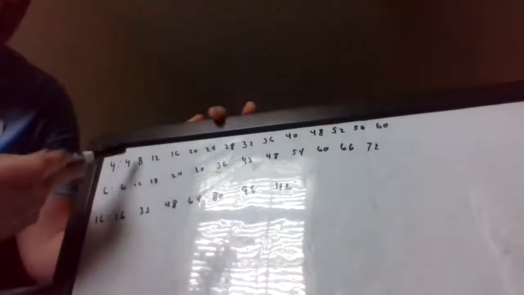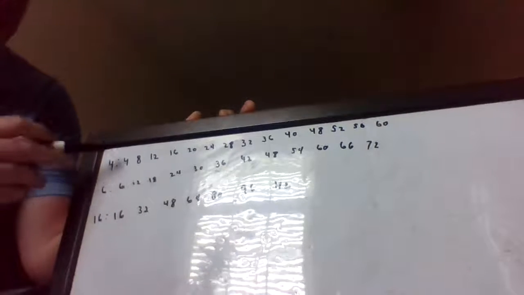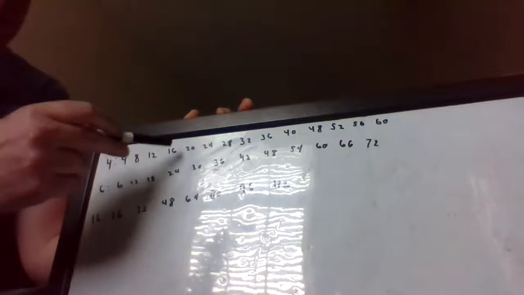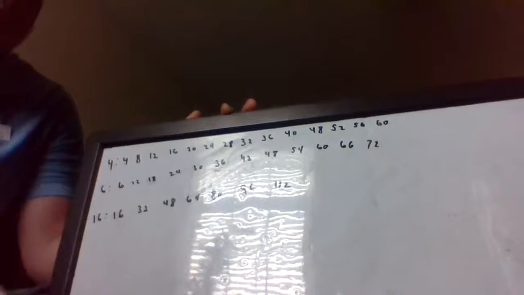So when we find the LCM of three numbers, 6, 4, and 16, as you can see here, we had to list the multiples of each number. So the multiples of 4 are 4, 8, 12, 16, 20, 24, 28, 32, as you can see. 4 times 1 is 4, 4 times 2 is 8, 4 times 3 is 12, 4 times 4 is 16, 4 times 5 is 20, and so on and so on.